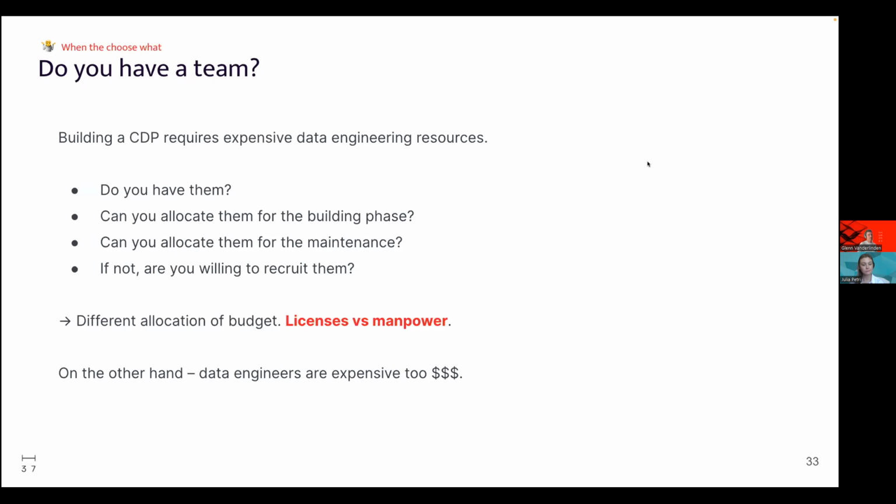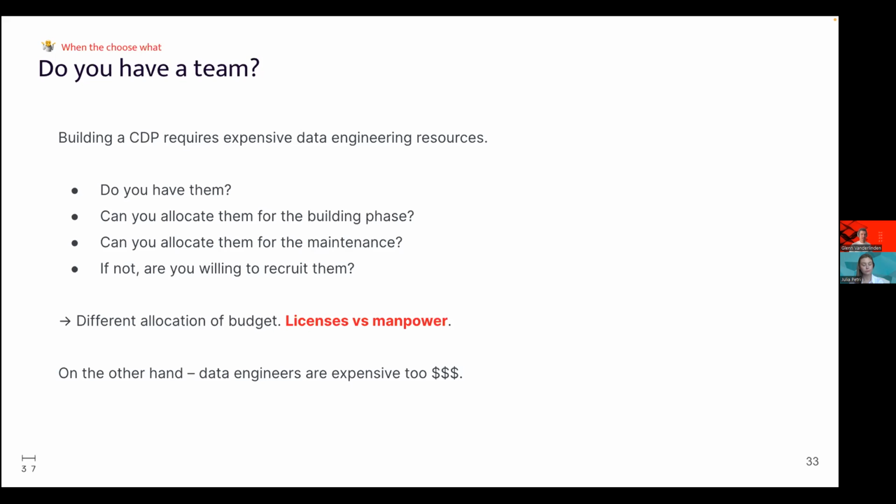Do you have a team? One of the main arguments that we see in these philosophies, on one versus the other, and one is better than the other, is usually like, okay, but the data is already there. We talked about it in a couple of previous slides. That's not always the case. And the second argument, usually it's cheaper. I don't necessarily believe it's cheaper. I think it's an allocation of budget.